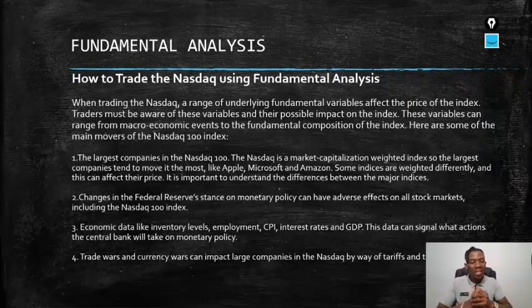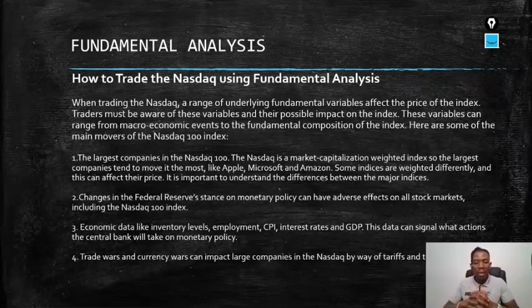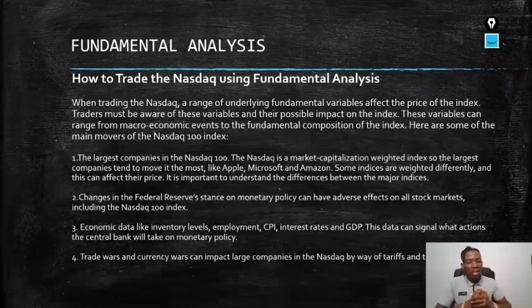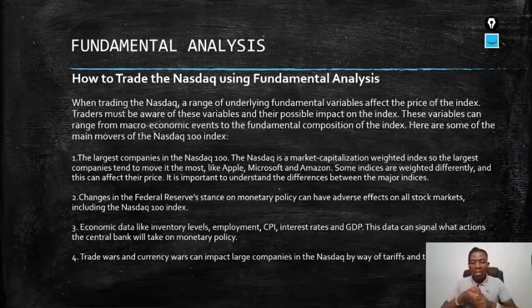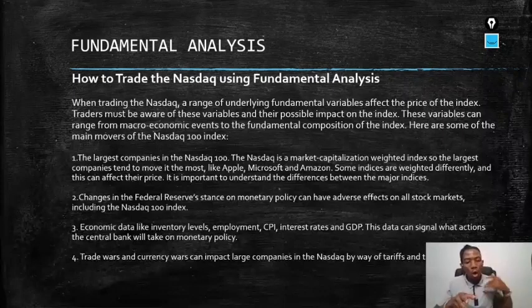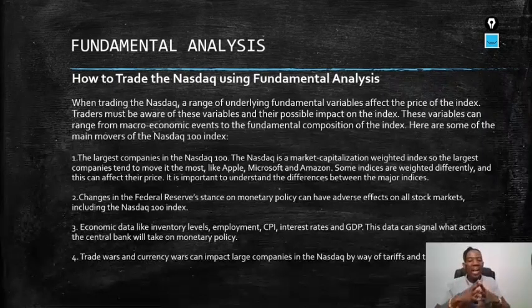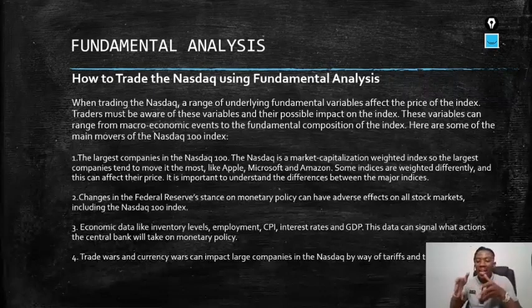Number two, we're going to focus on changes in the Federal Reserve's stance on monetary policy, which can have adverse effects on all stock markets. This includes trading the NASDAQ 100 index. The third one will be economic data like inventory, employment, CPI, interest rates, GDP. This data can signal what actions the central bank will take on monetary policy. And last but not least, we're going to use trade wars and currency wars because they mostly can impact large companies in the NASDAQ by way of tariffs and trade barriers.